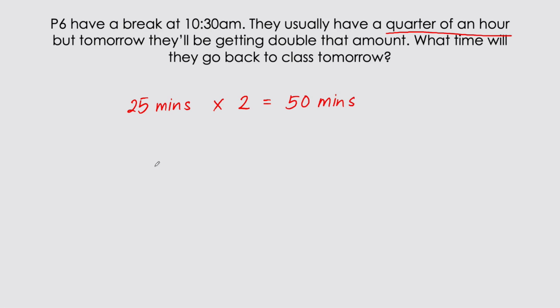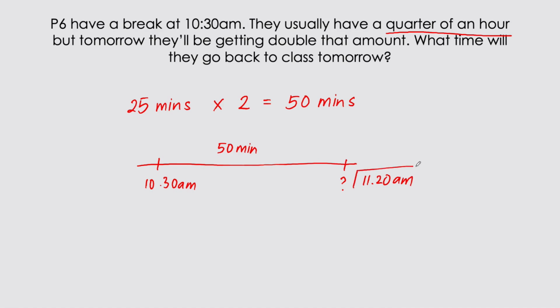Okay, now usually they start their break at 10:30. So we're gonna write that's our starting point, 10:30 a.m., and they get a 50-minute break, so we're gonna move 50 minutes forward. So what time do you think they will end? So 10:30, you fast forward 50 minutes, that would actually give us 11:20 a.m. So the P6s will go back to class tomorrow at 11:20 a.m. So again, step by step: first find out how long their break is, and then you work from our starting point.